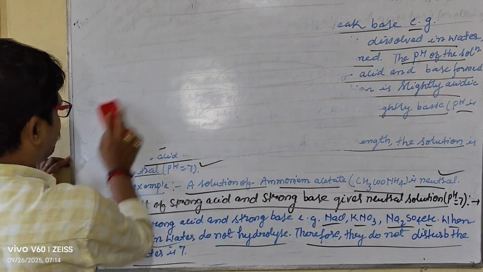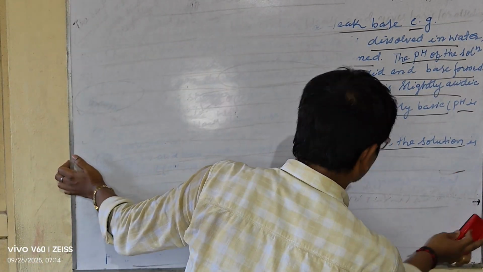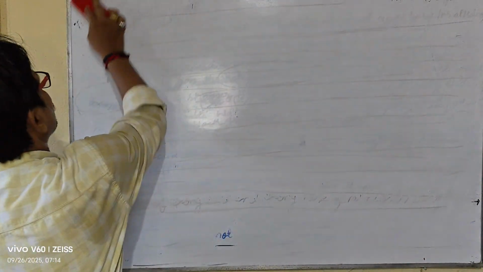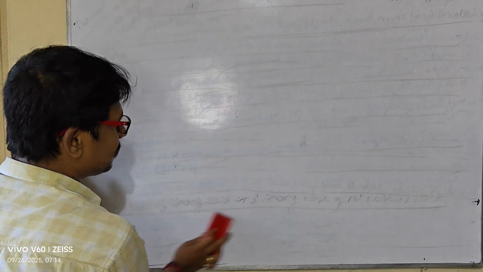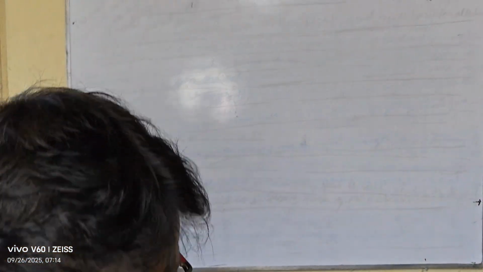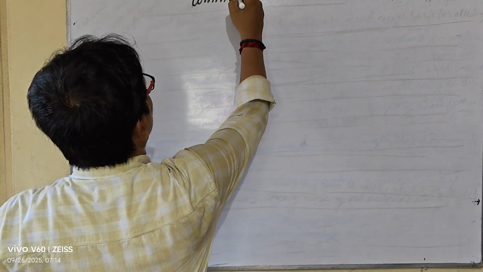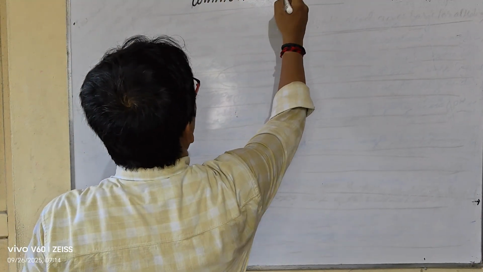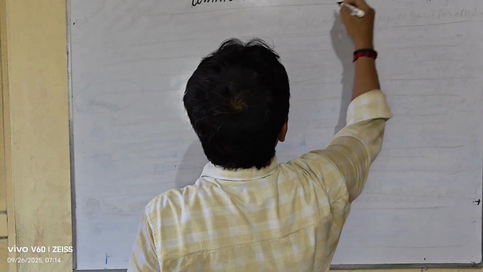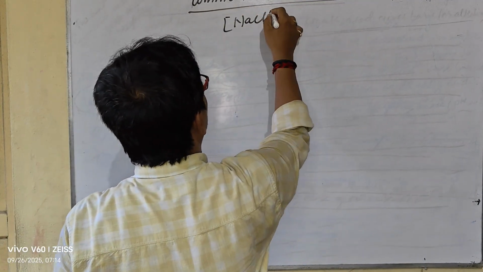After that we are going to read the common salt. What do you mean by the common salt? What is the need of common salt? The common salt is also called table salt, and this is NaCl.